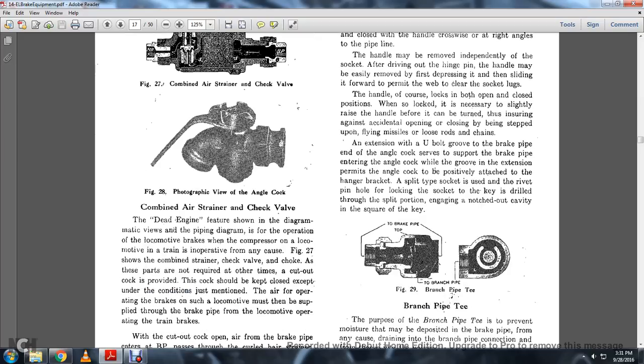An extension of the U-bolt groove of the brake pipe at the end of the angle cock serves as a support for the brake pipe, and the angle cock is provided with a groove extension that permits the cock to be attached with a hanger bracket. The split type of socket is used with a rivet in the pinhole, locking the socket to the key and drilled through the split portion, engaging the notched cavity in the square of the key.